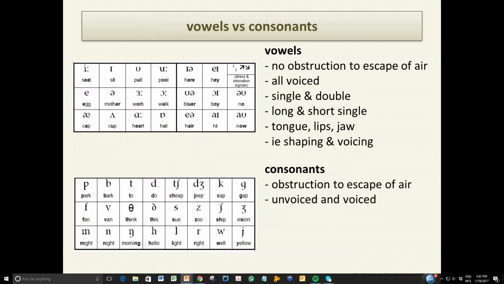With the vowels, then, it's all about the tongue and the lips. The jaw is in there because you'll see later why I think it's easier to help the students focus on what's happening with their jaw rather than their tongue. So it's all about the shaping and voicing, whereas with the consonants, the tongue, the lips, the teeth and the jaw, it's all about shaping and unvoicing or voicing and the force.